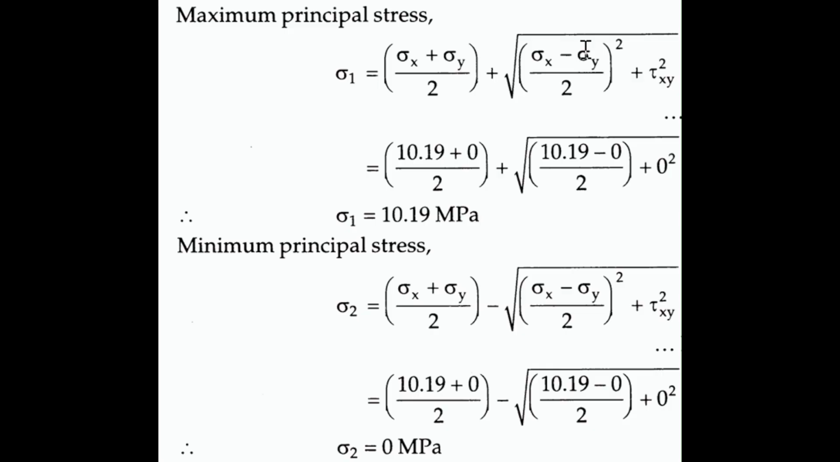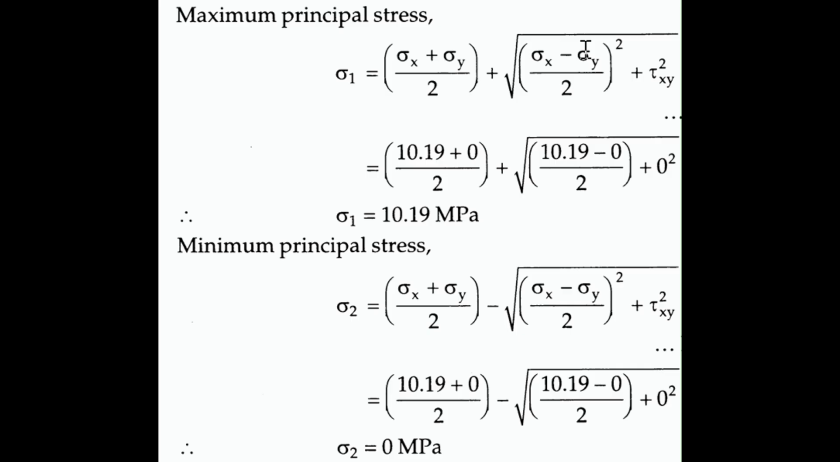So to get the maximum principal stress, you have to put plus, and for the minimum principal stress, you have to put minus. So sigma 1 and sigma 2 are 10.19 and 0 megapascal respectively for the axial stress condition. Okay. This is the maximum principal stress and minimum principal stress when the axial load of 20 kilonewton is acting at a body.